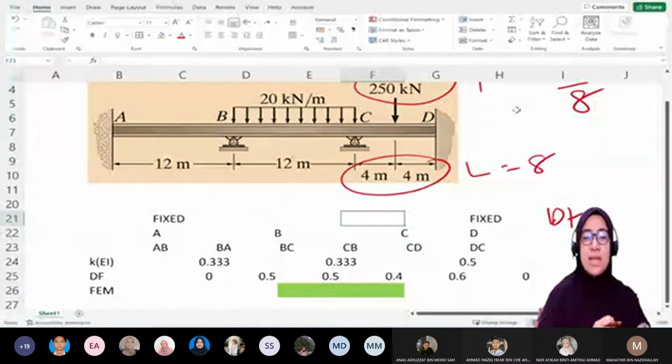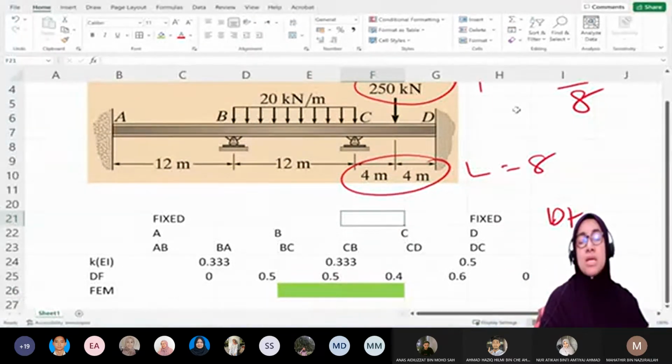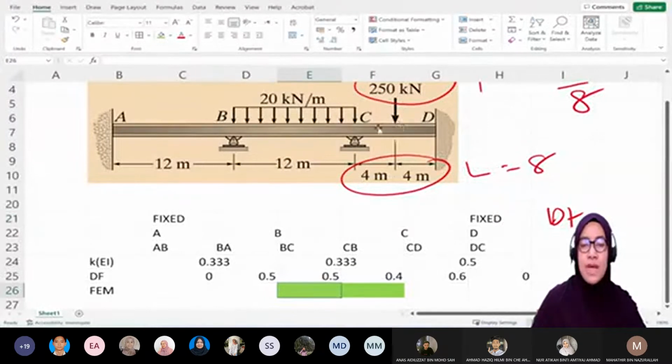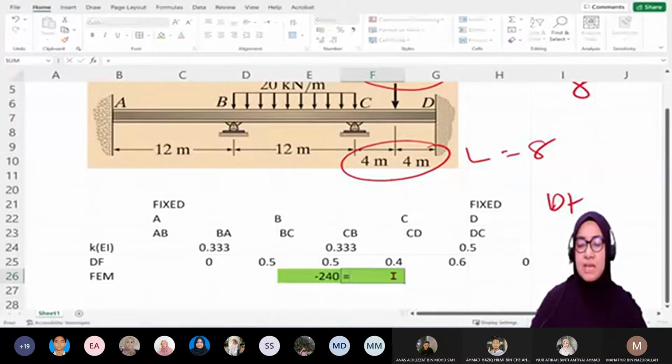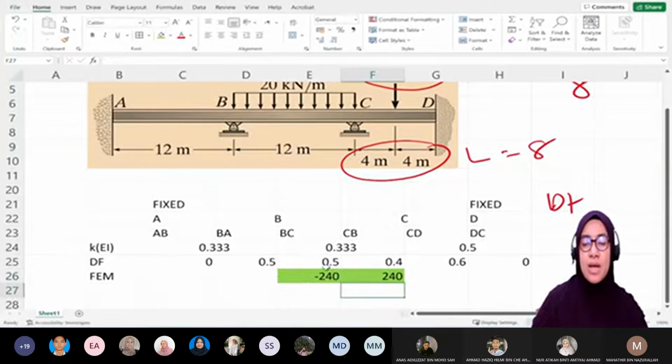Okay, we have FEM BC, FEM CB. So yesterday I have explained why it is negative, why it is positive. Okay, negative, positive. So yang ni we get WL squared over 12, it is negative WL squared over 12. We get negative 240. Remember, one negative, one positive, representing the behavior. So we get one negative, one positive, 240.